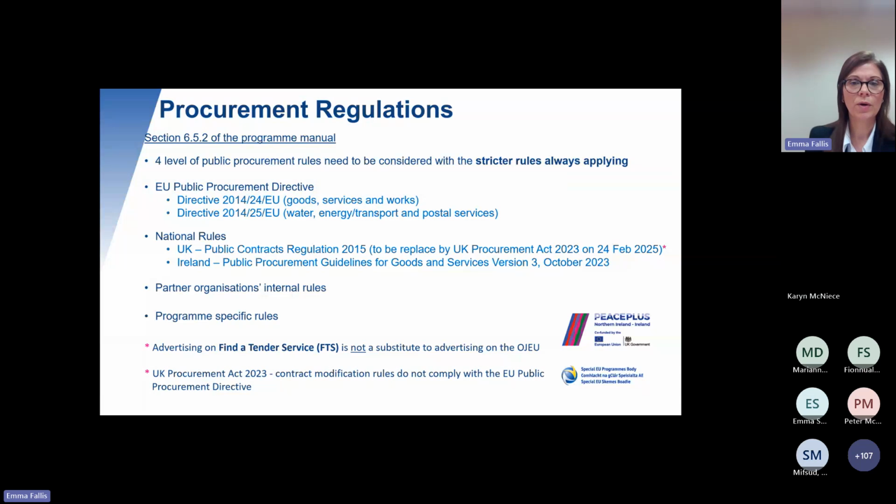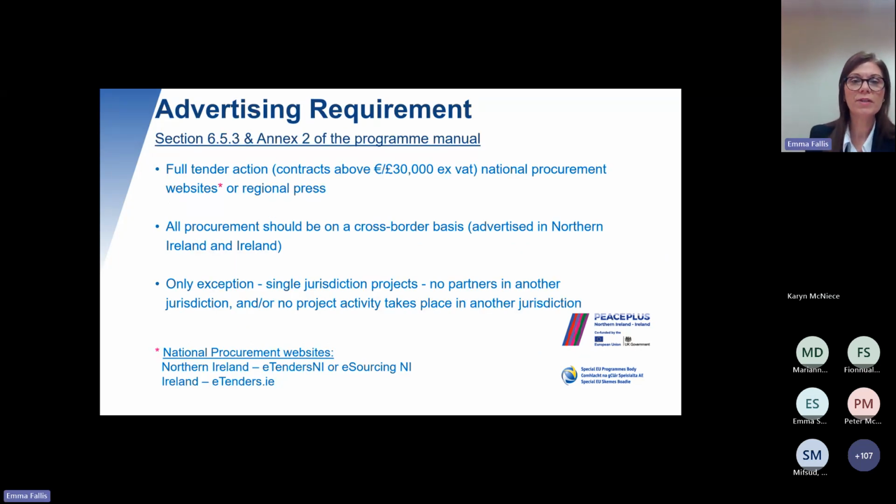One of the things to note that I should have said in relation to the UK Procurement Act is that advertising a contract on the Find a Tender service is not a substitute for using the Official Journal of the European Union, and projects will need to put in that extra step to comply with the requirements of the programme. The advertising requirements of the programme are covered in section 6.5.3 of the programme manual and also included within Annex 2 of the programme manual.